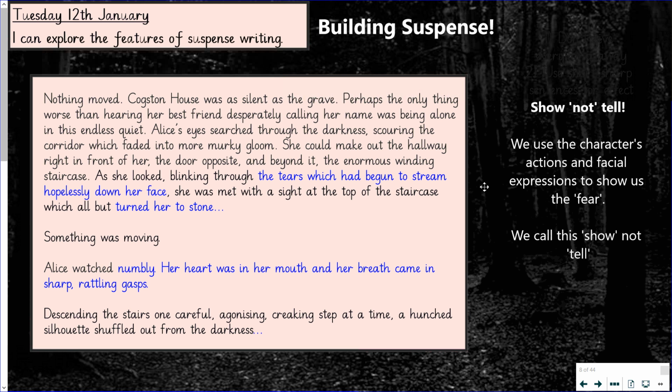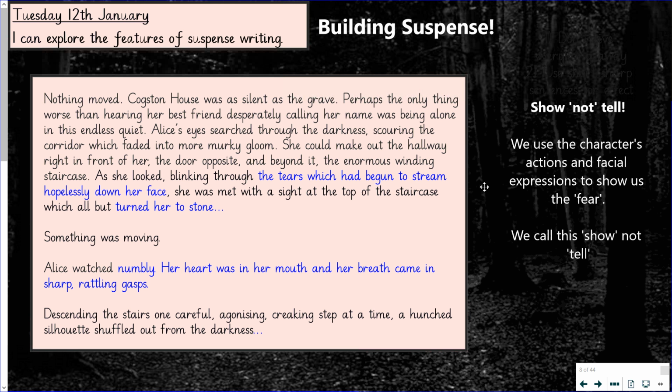She was met with a sight at the top of the staircase, which all but turned her to stone. So this is showing us that the character is freezing to the spot. And when someone turns to stone or is frozen to the spot, we know that means they're suffering from fear. So again, describing the character's actions is a really effective way to show the character is scared without directly saying Alice was scared.